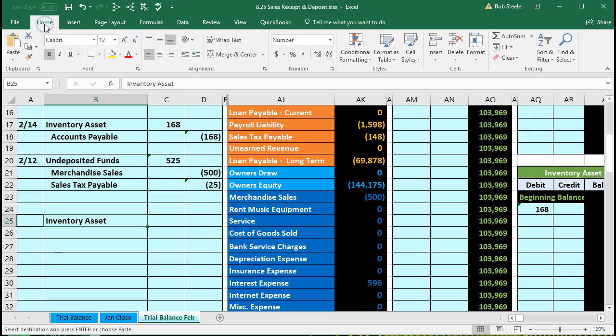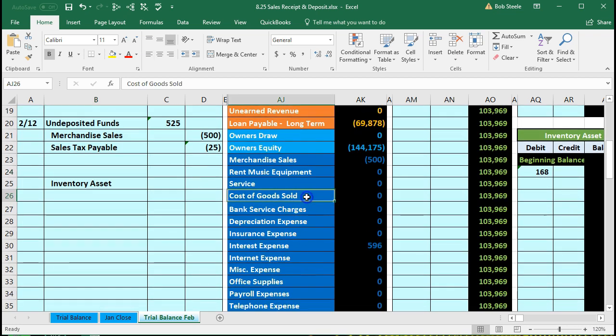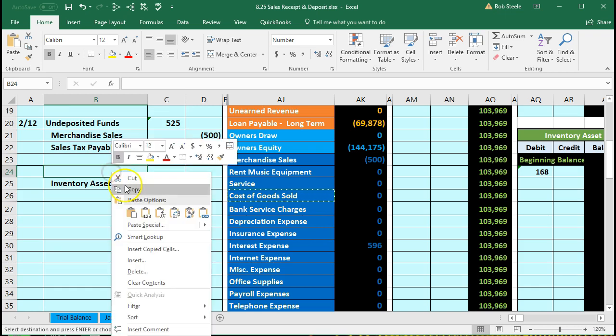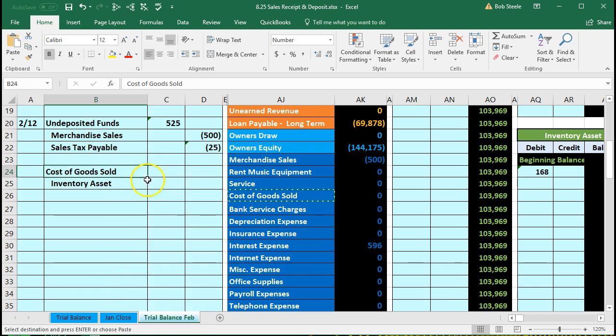We'll go to the Home tab, Alignment, increase the indentation, and then the debit related to this, the expense of us consuming the inventory in order to help generate revenue, is called cost of goods sold. So here's the cost of goods sold. It is an expense item. We're going to copy that item and put that on top in cell B24. Right click and paste 1, 2, 3. There's our journal entry. We just now need to know the amount.